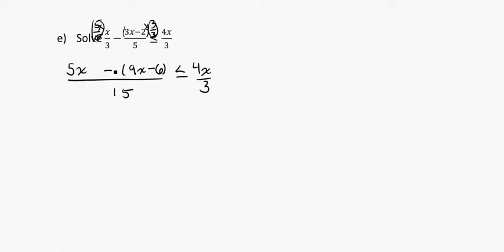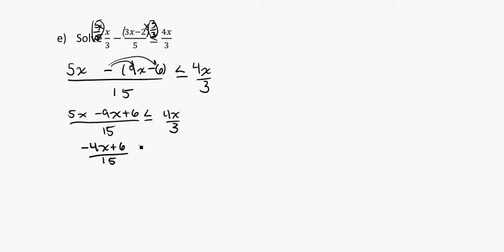Okay, so again, expanding through this negative, we're going to have 5x minus 9x plus 6 all over 15 is less than or equal to 4x over 3. Simplifying the like terms, we get minus 4x plus 6 over 15 less than or equal to 4x over 3. Okay, so now I have a single entity, just one fraction on the left-hand side and one fraction on the right-hand side. And I want to solve for x, so I need to get x's by themselves.